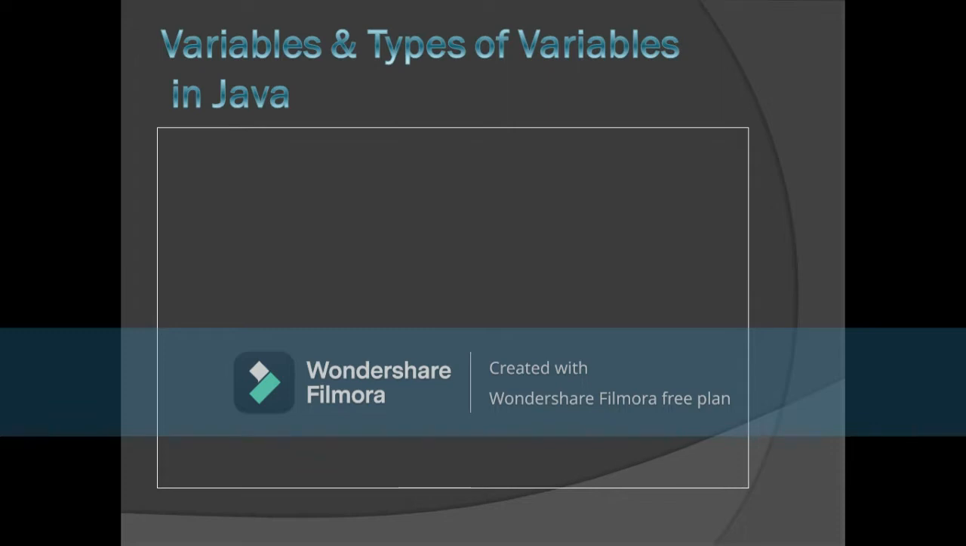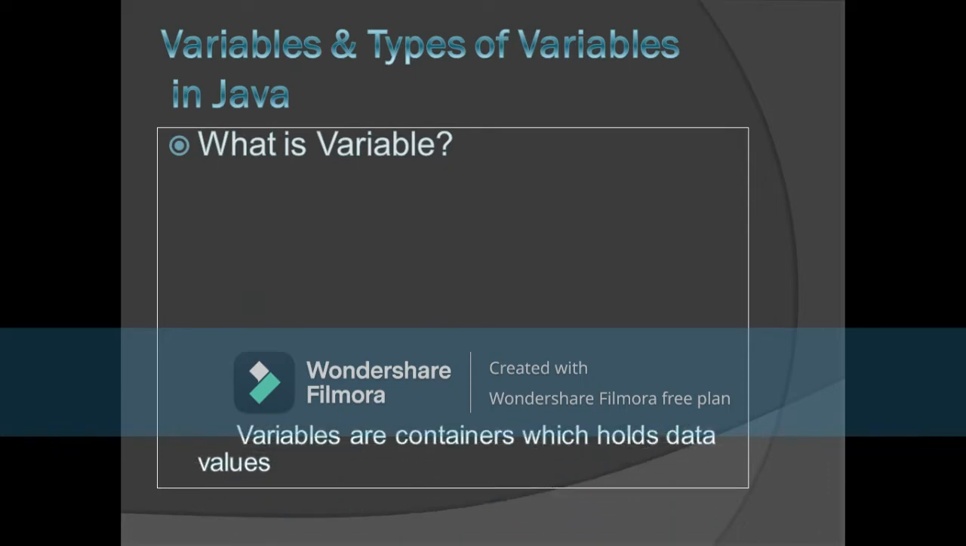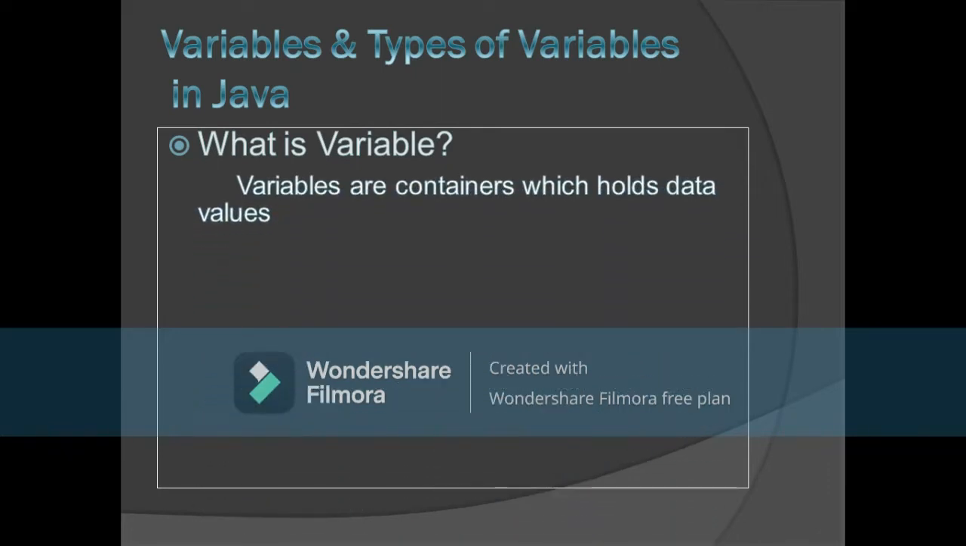For example, you declare one variable now, and in the coming steps, for example within a function, whatever value you initially assigned, you can change in other steps. That is called a variable. That's why we call it a variable. Variables are containers which hold data values.